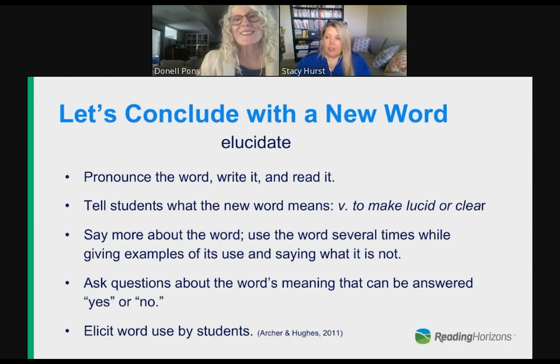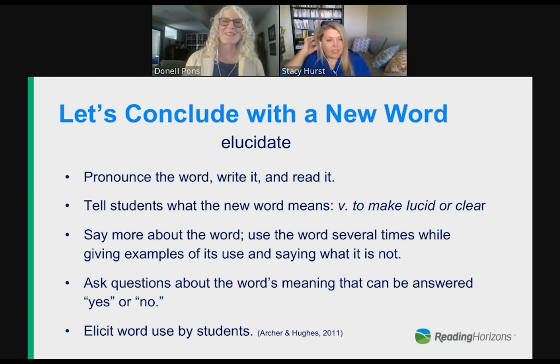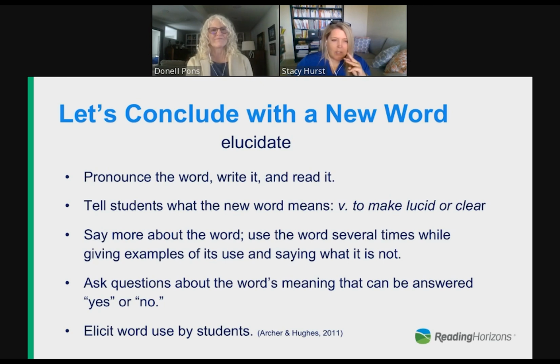So this next one, let's conclude with a new word. Stacy, you're going to take us through elucidate. Elucidate. And you know what? Let's do a quick Dell scale. 1, 2, 3, 4. How familiar are you with elucidate? Never heard the word before is a 1. The 2 is, I think so, maybe with context. 3, yes, I'm pretty sure I got it, but not 100%. 4, totally own this word. I know it. So yeah, like you, lots of 1s and 2s. We have some 3s and 4s.